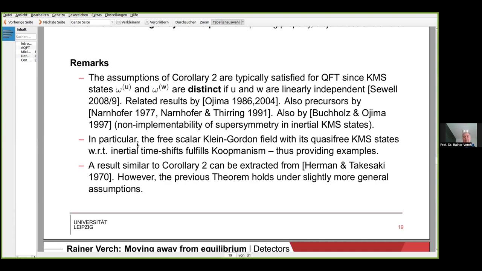Are there examples? Yes, there are examples. The free scalar Klein-Gordon field with its quasi-free KMS states with respect to inertial time shifts, they exist. That fulfills Koopmanism and provides examples. We discussed this example in some detail in our paper.